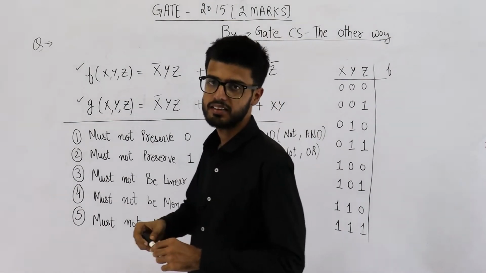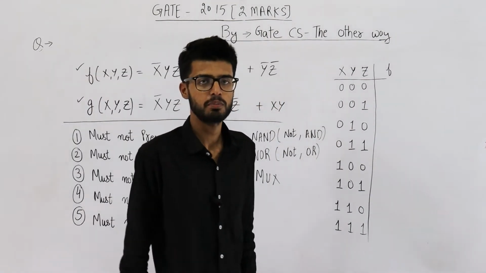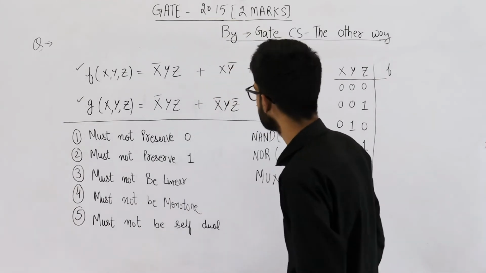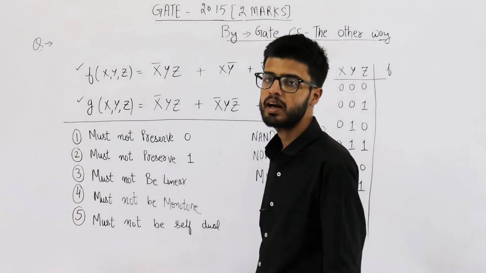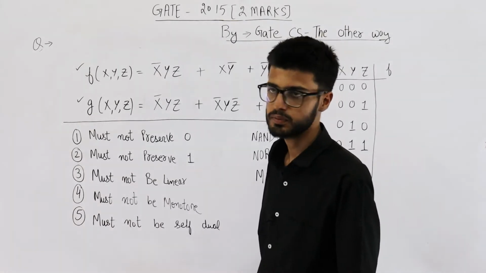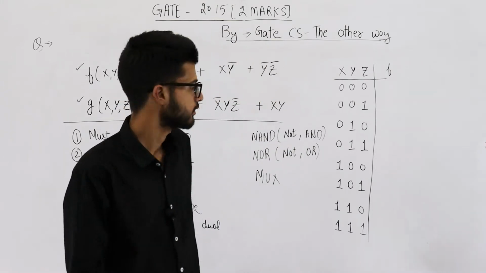Hello dear students, this question is from GATE 2015 exam. It's from set 1 and is for 2 marks. So they have given you these two functions f and g and they're asking which one of these is functionally complete. Now you know the meaning of functional completeness.